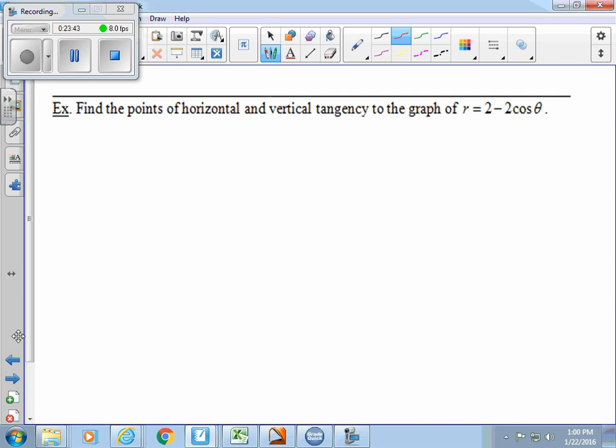Okay, find the points of horizontal and vertical tangency. How in the world do you think you would do that? Good. Find dx/dt and set it equal to 0. Find dy/dt and set it equal to 0. Everyone agree with that? Which one's horizontal tangents? The top, which would be dy. Everyone agree?